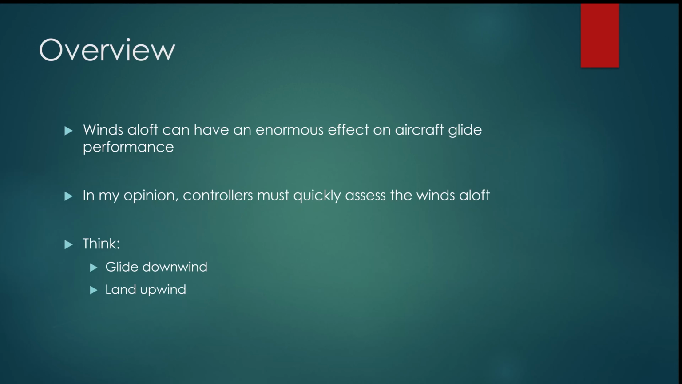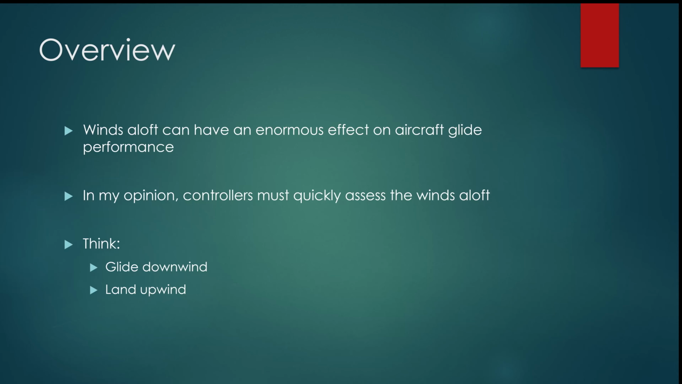So first of all, just a quick overview. I'm going to argue in this video that winds aloft can have, they don't necessarily do, but they can have an absolutely enormous effect on aircraft glide performance. I am also going to argue that this is widely misunderstood and is not appreciated, and that controllers need to think about this. Therefore, going forward to my conclusion, in my opinion, in engine failure situations, controllers must very quickly assess the winds aloft, and then I'll give you some advice later on in this video about when the winds aloft are strong enough to really be a tipping point to really drastically affect the situation.